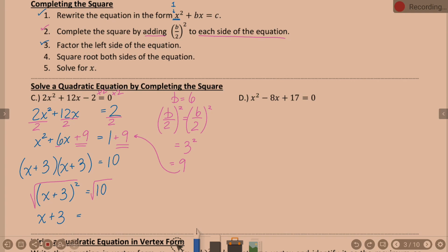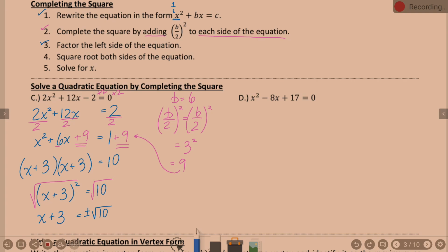No, it's a decimal, so what do I leave it as? Square root of 10 with a plus or minus in front of it. Remember, when you take the square root in an equation setting, you always throw in a plus or minus to account for both roots.